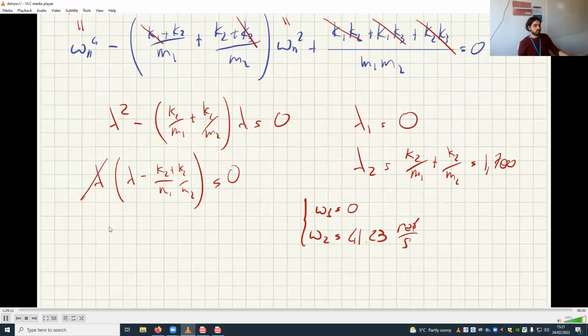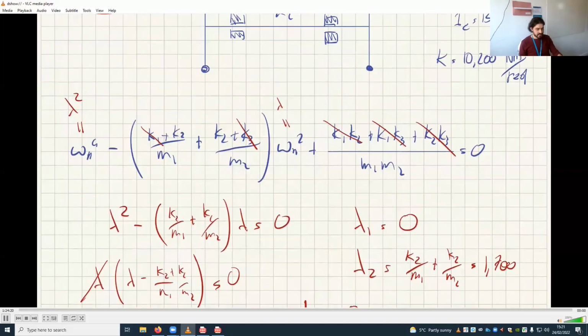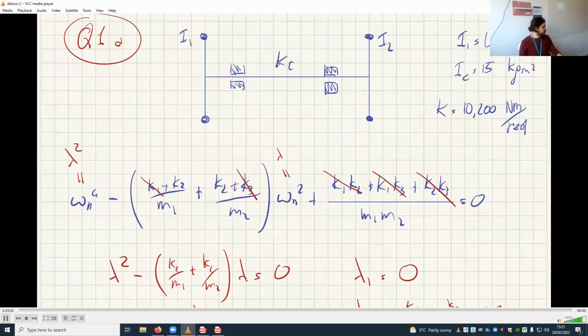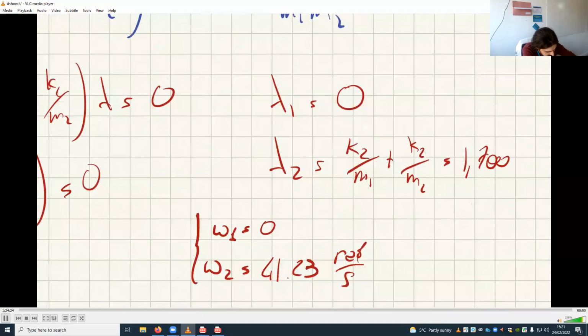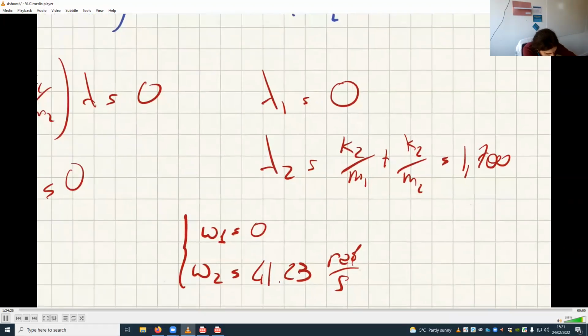And check. Why do we have an omega 1 of 0? What does it mean? Did you get the values for the mass? The mass is I0, I1 and I2. We are using now, instead of M1 and M2, the rotational equivalents. So this is KT, and M1 is I1 and M2 is I2.